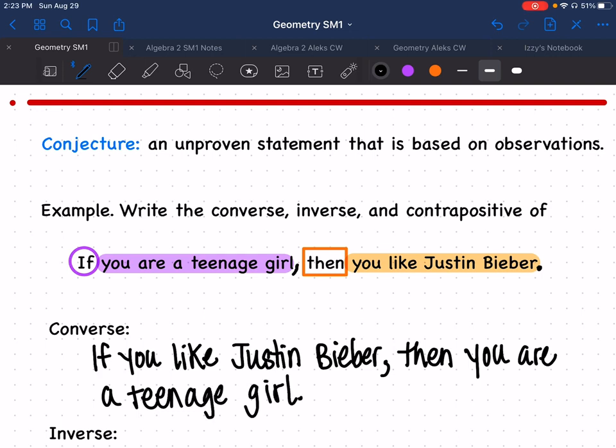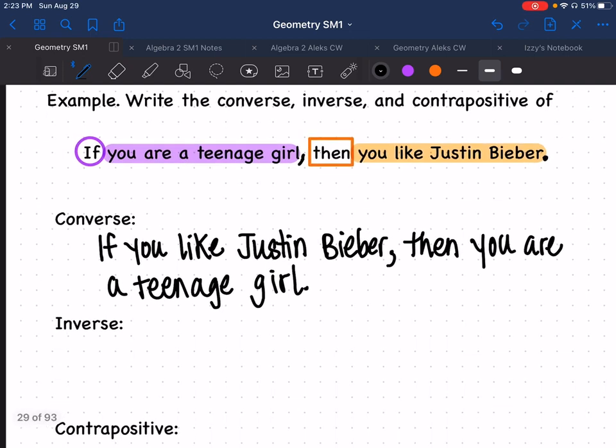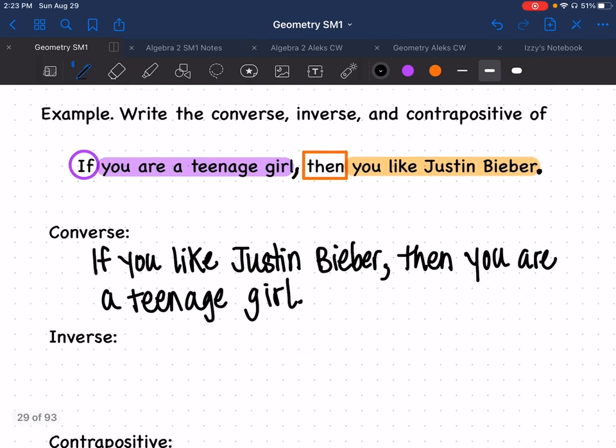There we go. Now we're actually going to come back and we're going to talk about this. Is this true? Is this false? So just kind of keep that in mind. Okay. All right. The inverse. The inverse says that we are simply going to add the word not. We're simply going to add the word not.